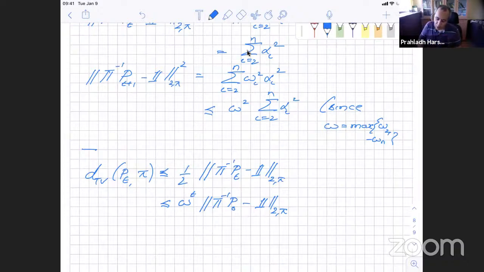So if you had a bound on this quantity, pi inverse P0, to begin with, then we can bound the entire quantity. And it's not hard to see that this quantity is at most 1 over square root pi.